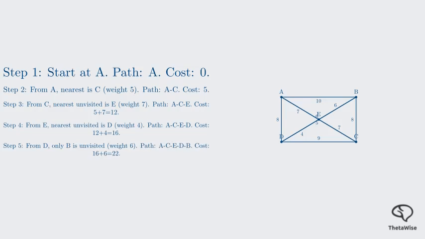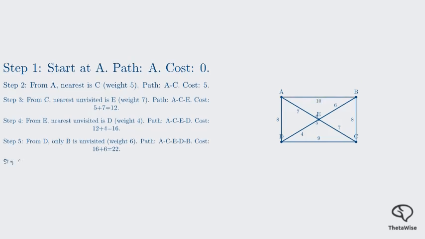Finally, all vertices are visited. We return to our starting point, A, using the edge BA, which has a weight of 10. The cycle is complete. The total weight of our nearest neighbor cycle is 32. This gives us an upper bound. We know that the true minimum weight for this TSP must be less than or equal to 32.